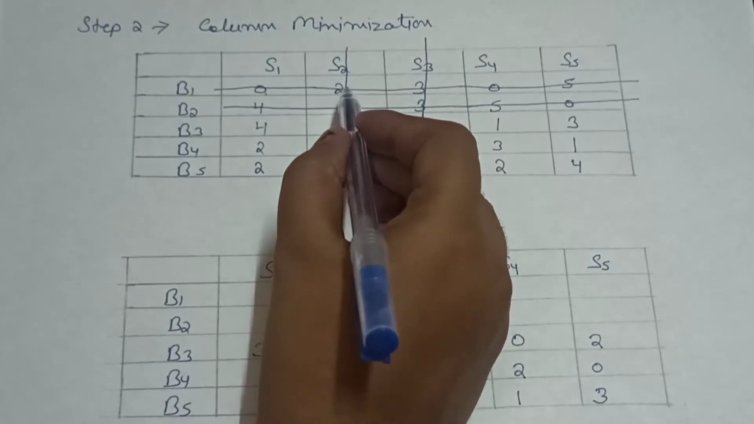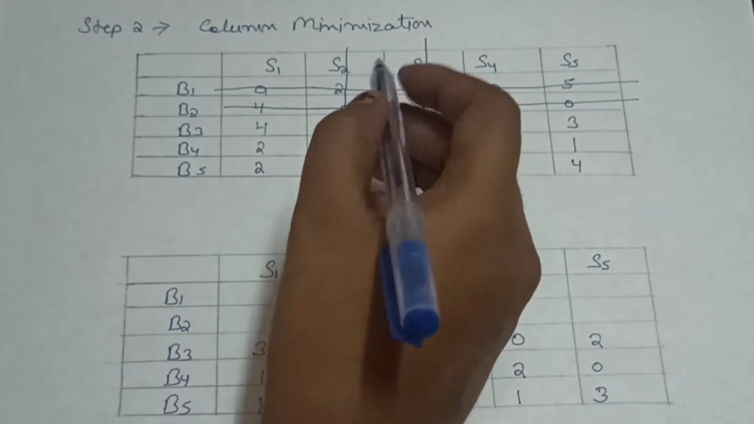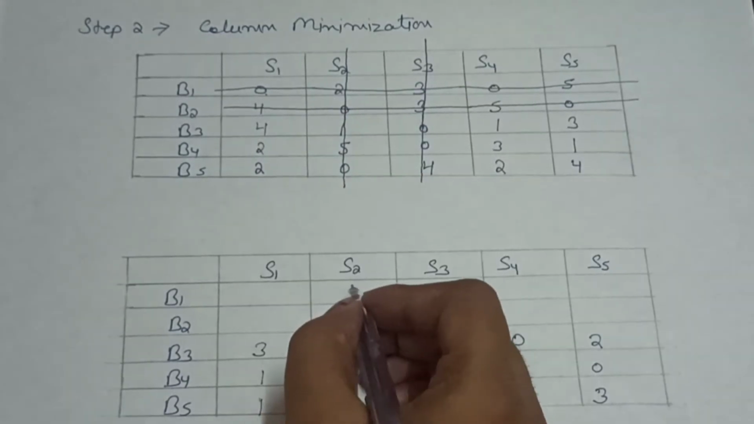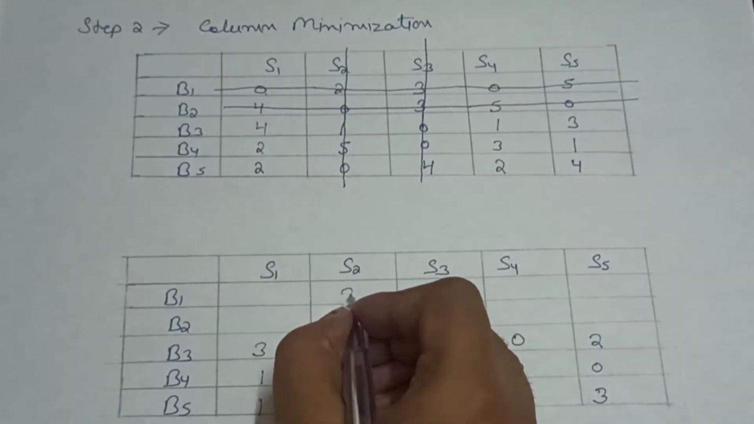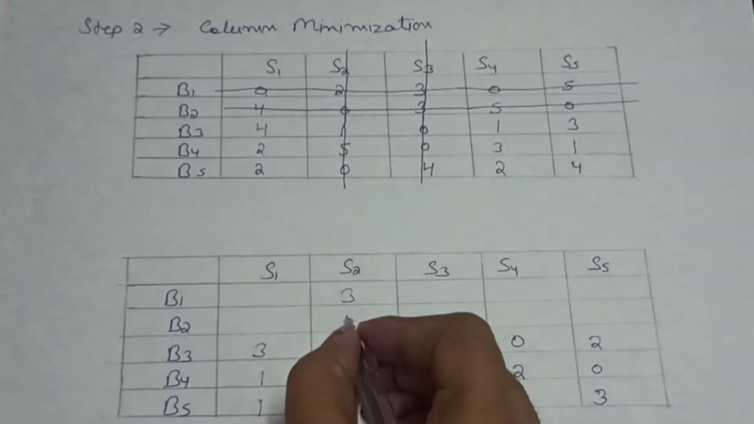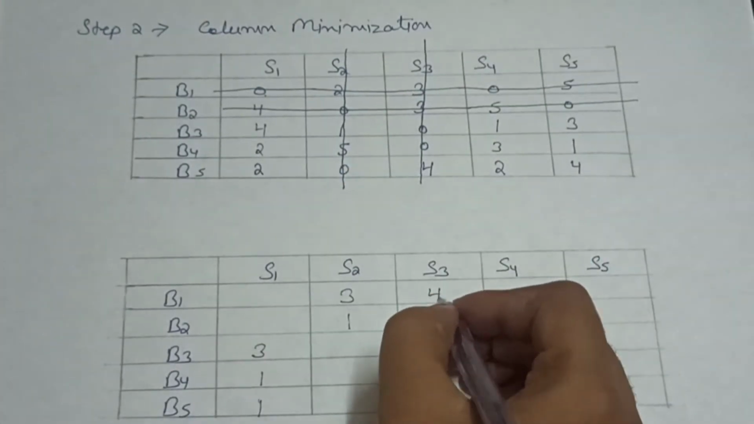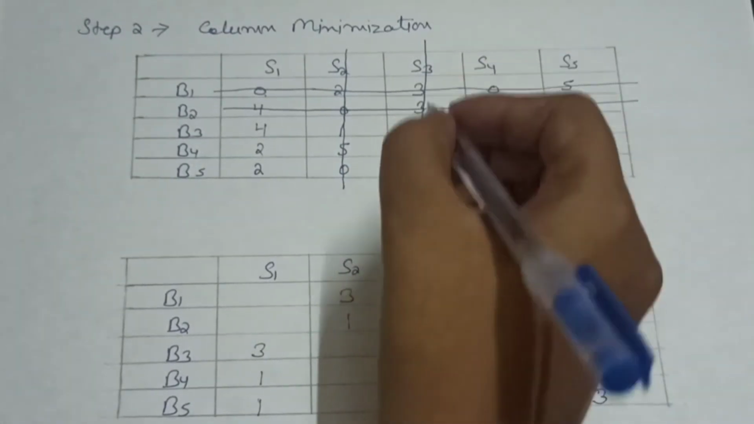We will add 1 to these elements, like 2 plus 1 is equal to 3. So here we can see B1 and S2, 2 plus 1 is equal to 3. Now this 0 plus 1 is equal to 1. 3 plus 1 is equal to 4. 3 plus 1 is equal to 4.